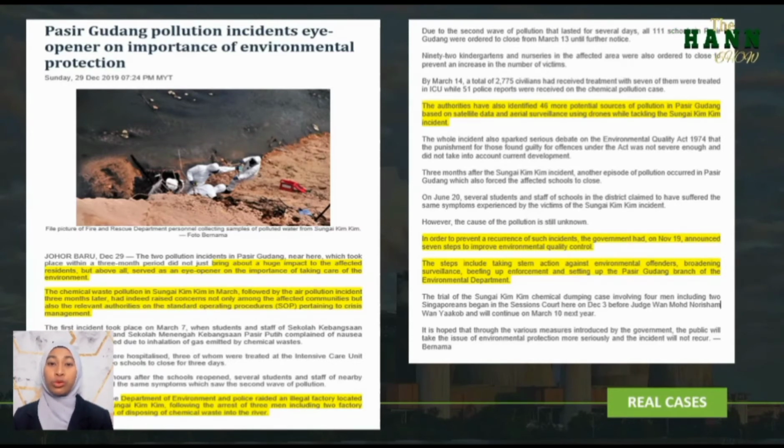In order to prevent the pollution, the government announced 7 steps to improve environmental quality control. It includes taking stern action against environmental offenders, broadening surveillance, beefing up enforcement, and setting up the Pasir Gudang branch of the Environmental Department.